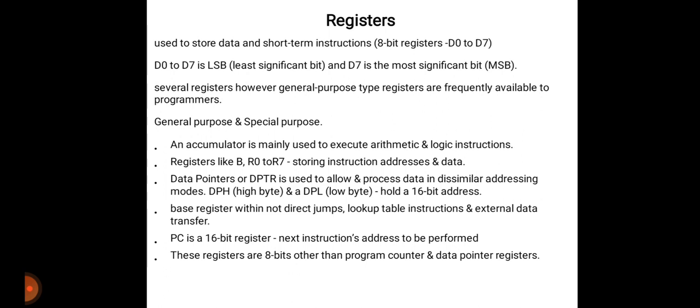So it includes several registers, however general purpose registers are frequently available for the programmers, and they are classified into two types: general purpose registers and special purpose registers. Most of the general purpose registers, like the accumulator, are used to execute arithmetic and logical instructions. Also registers like B and R0 to R7 are used for storing instructions, addresses and data.